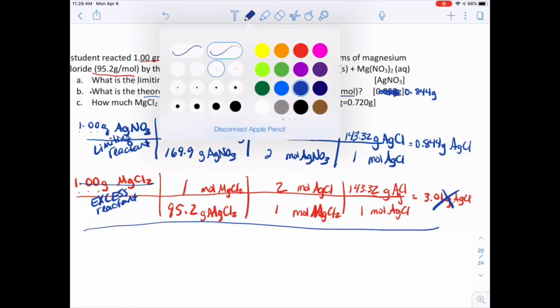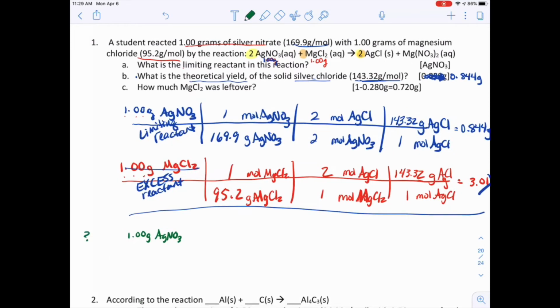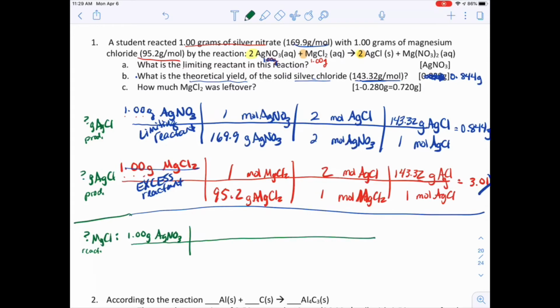All right, so part C. So part C, we're starting with the grams of the silver nitrate, because that's the one that's limiting, and it's going to use up a certain amount of my magnesium chloride. Oh yeah, by the way, that was grams of silver chloride and grams of silver chloride. If you like writing it that way, it might be helpful. How much is produced? And this one is a reactant. We're trying to figure out how much reactant we used up. And it was the silver nitrate that used it up.